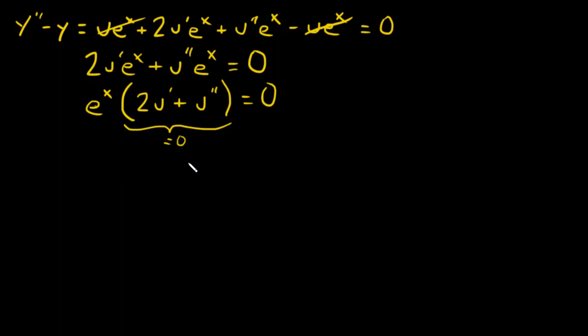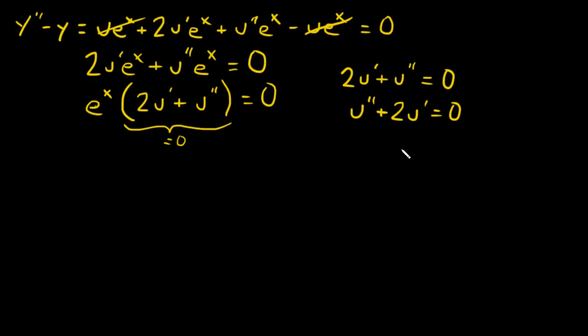So I'm going to write that out. 2u' + u'' must equal 0. All right. Now I'm going to make a substitution. Well, first off, let me rearrange this because I hate having my primes out of order. u'' + 2u' = 0.